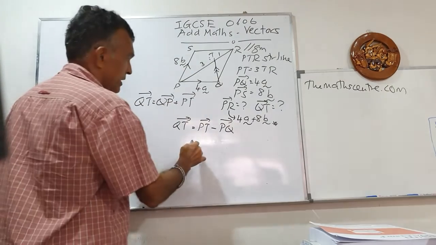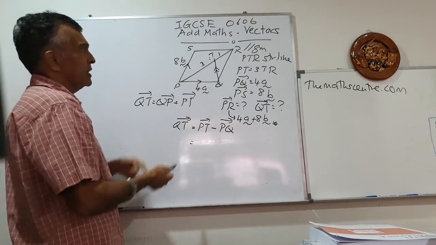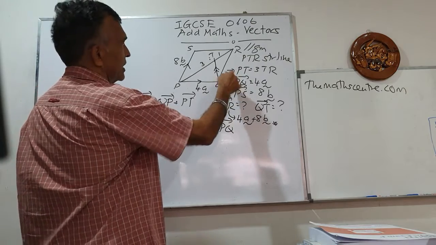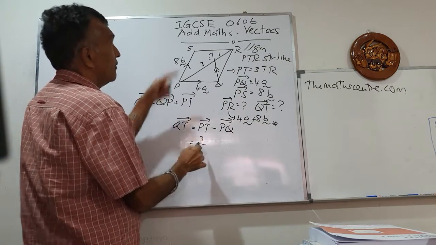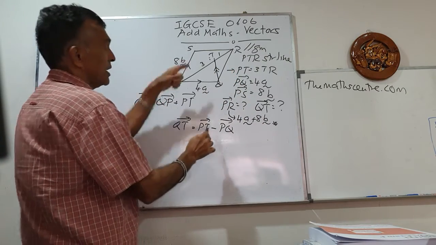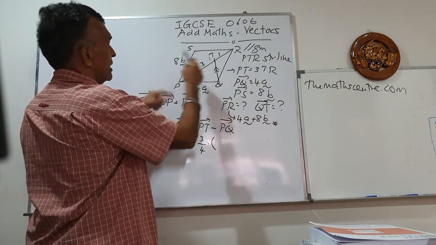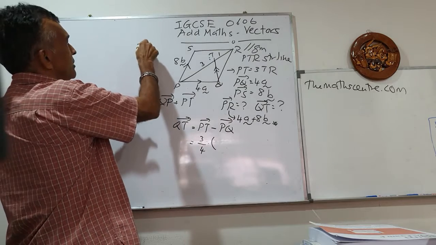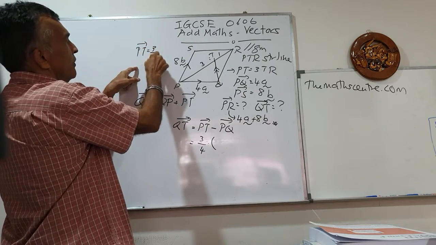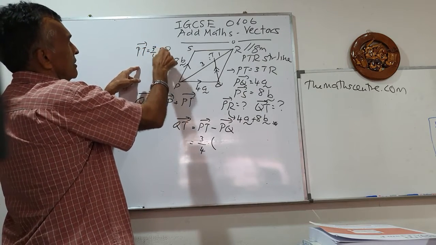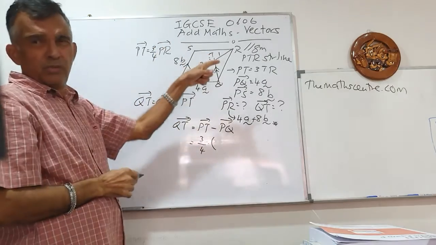What's PT, by the way? Oh, we don't have PT. So for PT we know this thing here. So that will be 4 parts there. So 3/4 times PR. I repeat. PT, let me write it here. PT, vector PT is 3/4 of PR. That's because of the ratios, yeah?